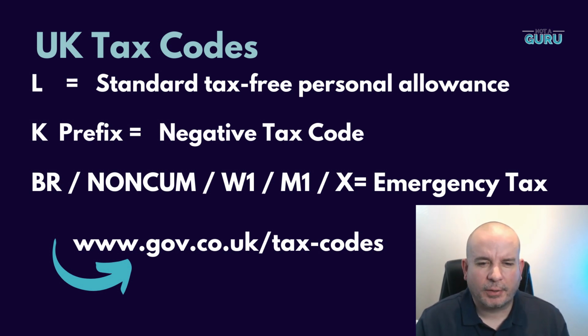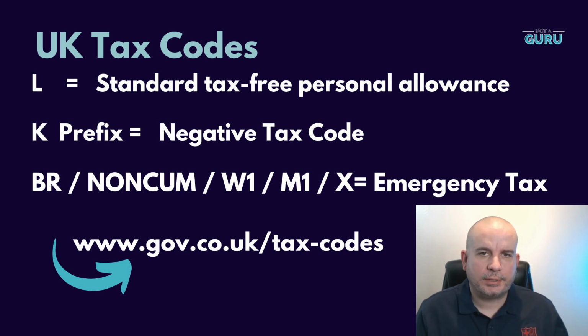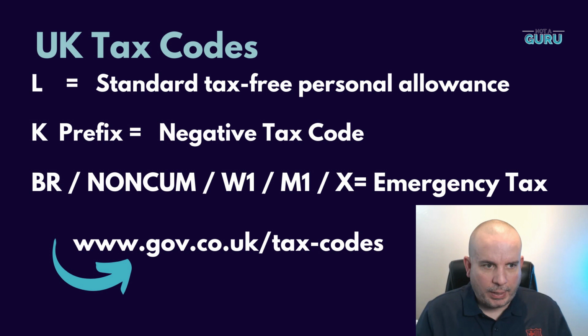Okay, and then you've got some other ones, like BR, non-cum, W1, M1, X, which are usually signs of emergency tax. Emergency tax is usually paid when you go for a new job and you don't have a P45. So they don't know how much tax to charge you, and it often takes a month or 2 months for HMRC to work out how much tax you should be paying. There could be other scenarios around that, but that's often quite a common one.